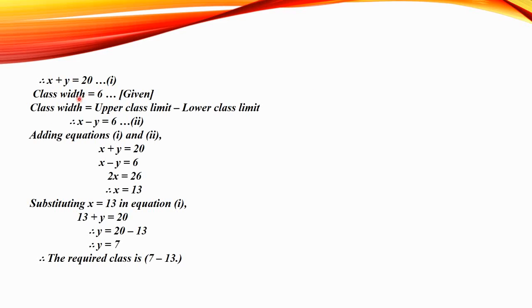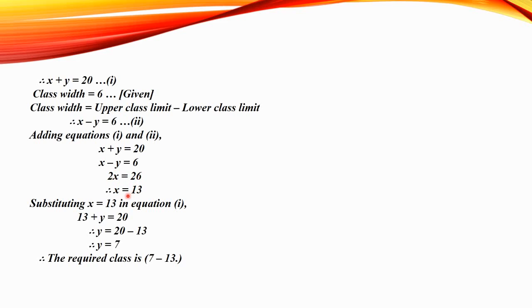Now we have class width equal to 6. Class width is found by subtracting the lower class limit from the upper class limit. That is, x minus y is equal to 6. Adding equation number 1 and 2, we get x plus y is equal to 20 and x minus y is equal to 6. So y and minus y will be cancelled. We have 2x is equal to 26. Therefore, x is equal to 13.